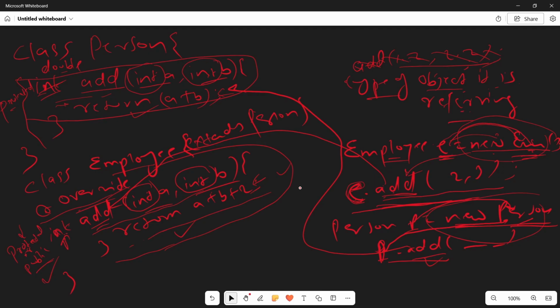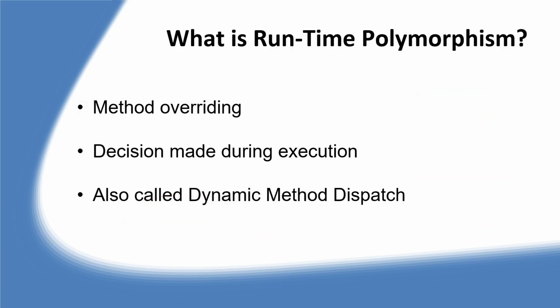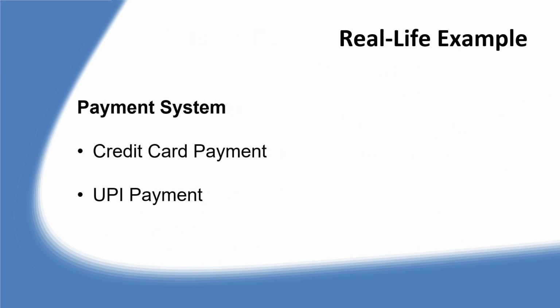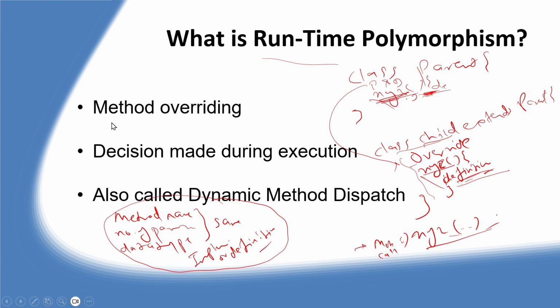So now let's understand. Before taking one example, I will revisit this one. Here we have seen the rules of method overriding: same method name, same signature. Signature means type and number of parameters, type of data type. So these are the rules of method overriding.